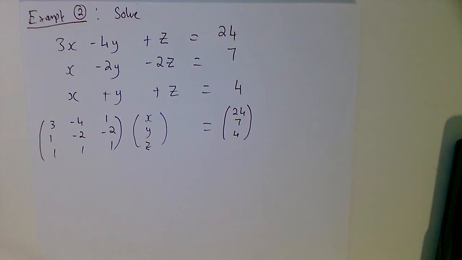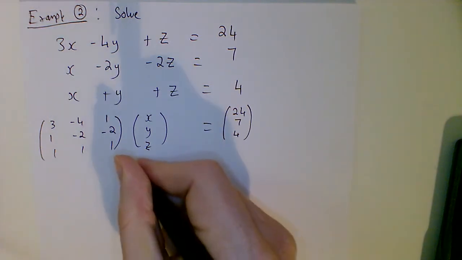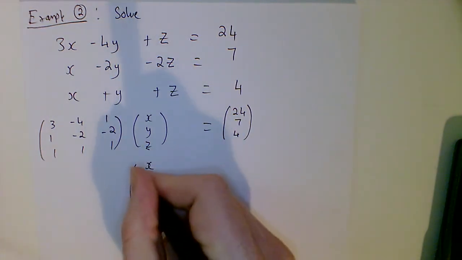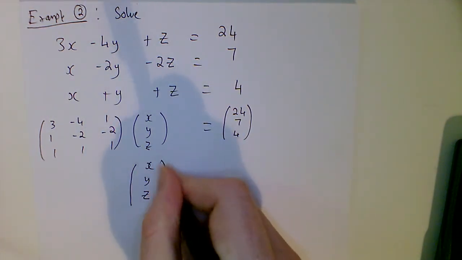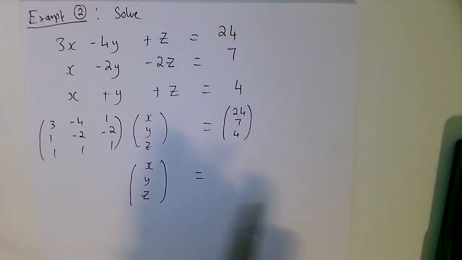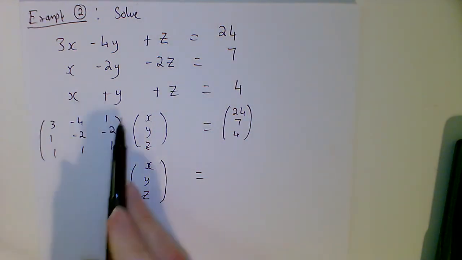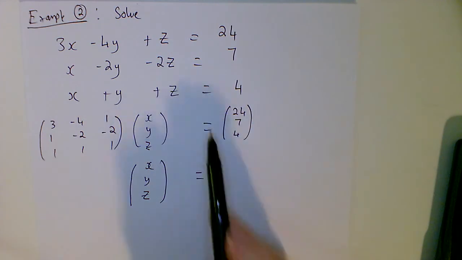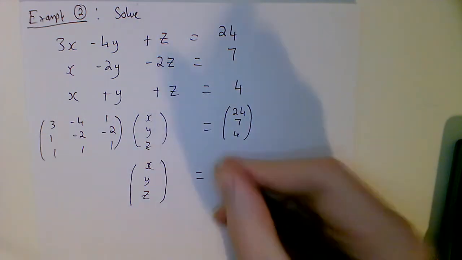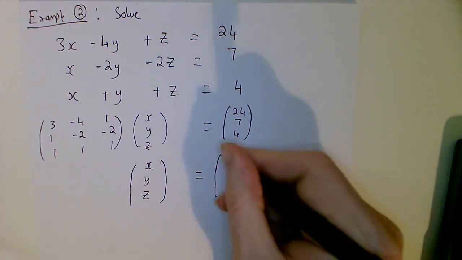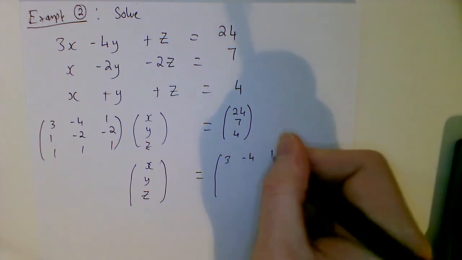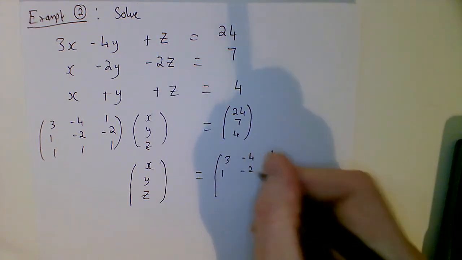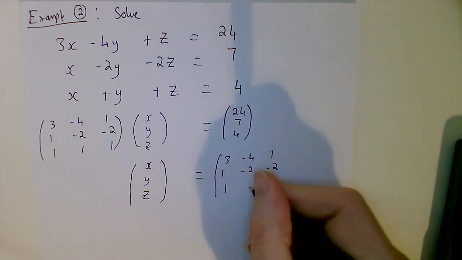Right, so that means if I take the inverse of this matrix over to here, if I multiply the left-hand side of each side of the equation, so if I multiply here by the inverse of that matrix, I'll get rid of it, so it goes in that side of that matrix as well. That's 3, -4, 1, 1, -2, and 1, 1, 1.